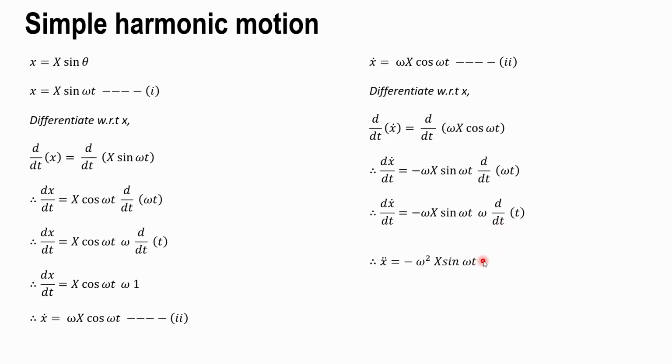Derivative of t with respect to t is 1. So this term is 1. This omega multiplied by omega, that is omega square with negative sign, and this x sine omega t as it is. Now we know that this x sine omega t from our equation 1 is nothing but small x. So x double dot minus omega square x, transfer this minus term on this side, it will become positive. So it is x double dot plus omega square x is equal to 0. So this is the second order differential equation of simple harmonic motion.